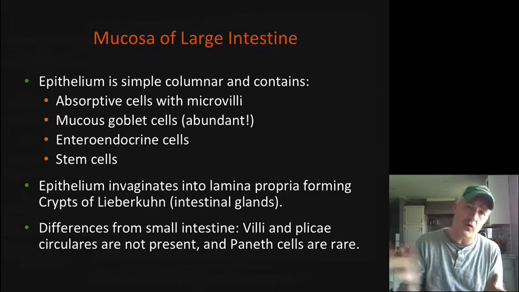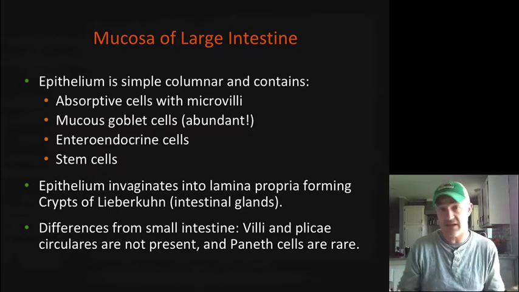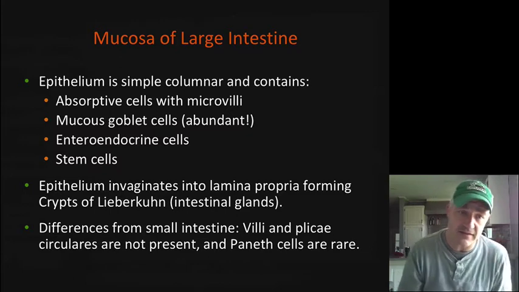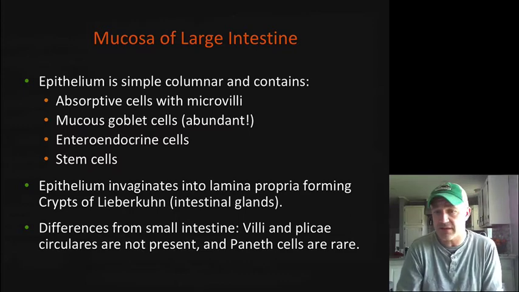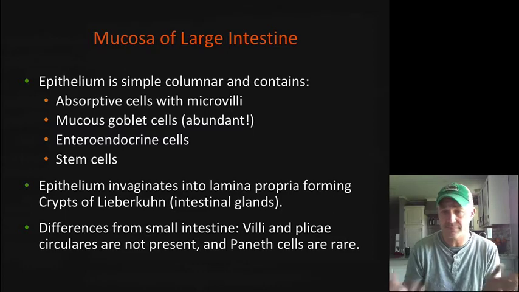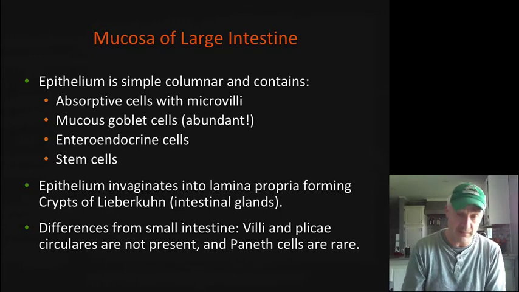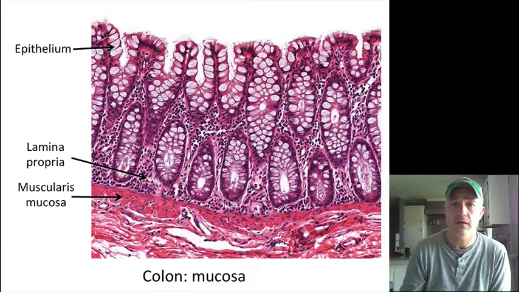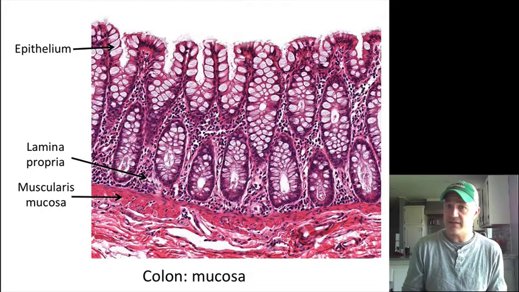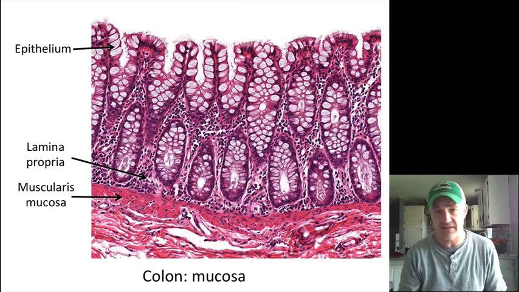The other thing we see more and more of is goblet cells. By the end of this, they are making up over half the cells. There are some enteroendocrine cells and, again, stem cells in all these areas. Again, no villi, no plica circularis, the valves of Kerckring, but we do see the crypts of Lieberkühn. As you're looking at this one, you can see those goblet cells making up a good portion of that epithelium. Lots and lots of mucus, again, because we're taking so much water out of this.